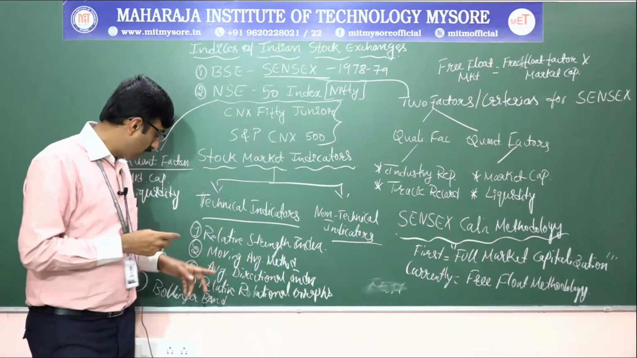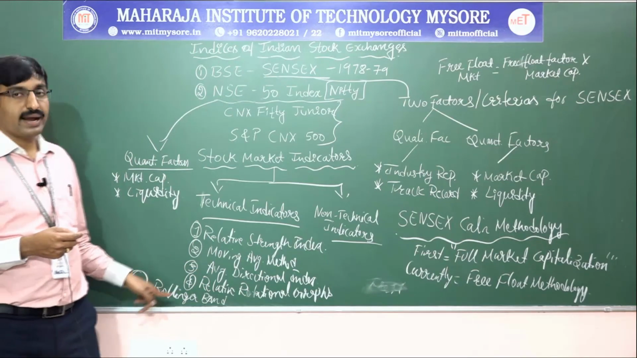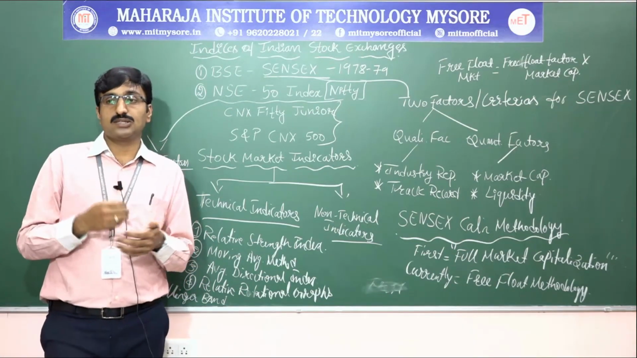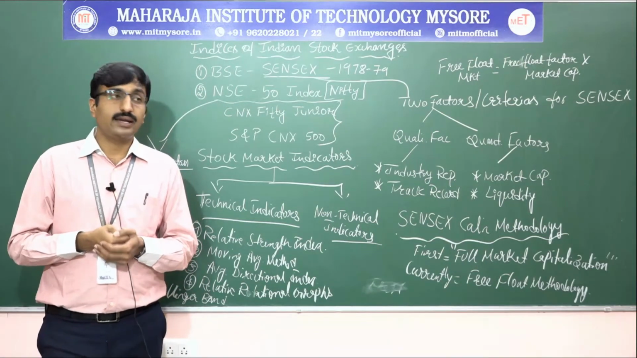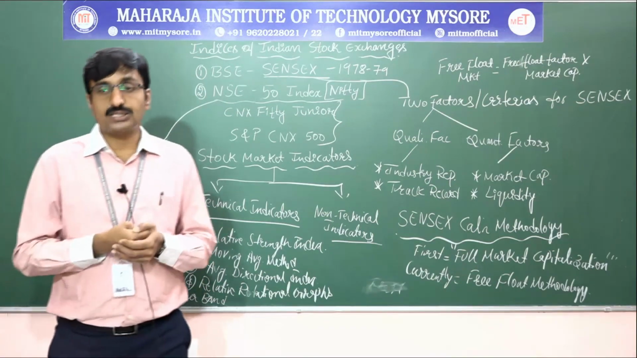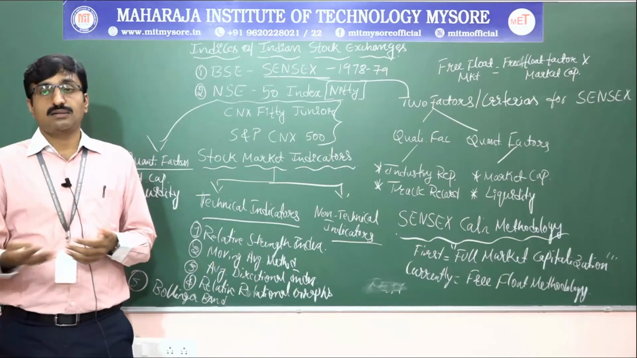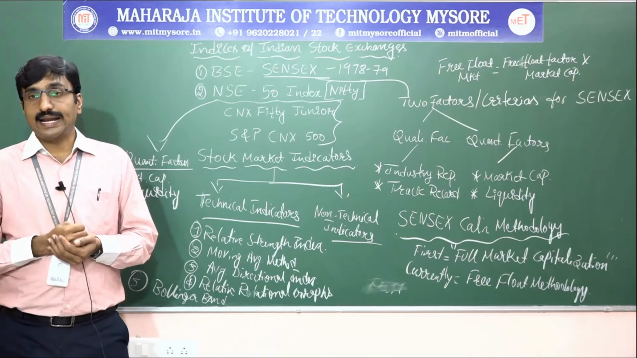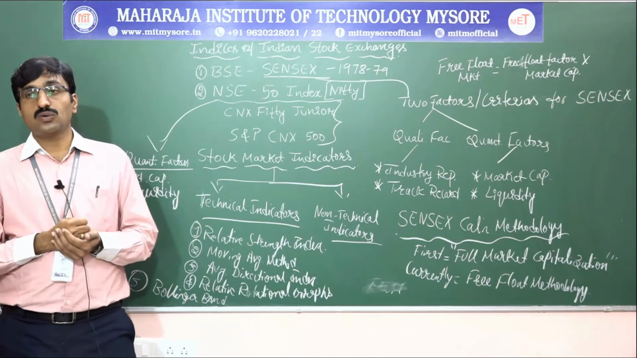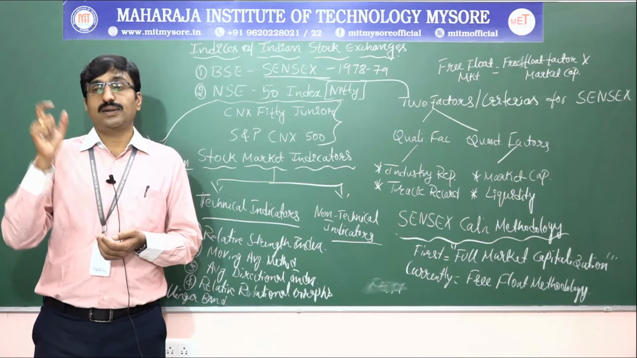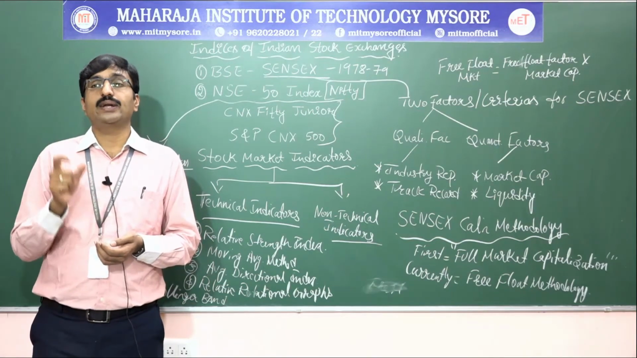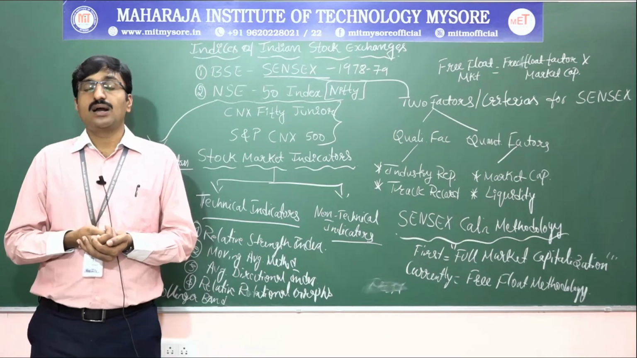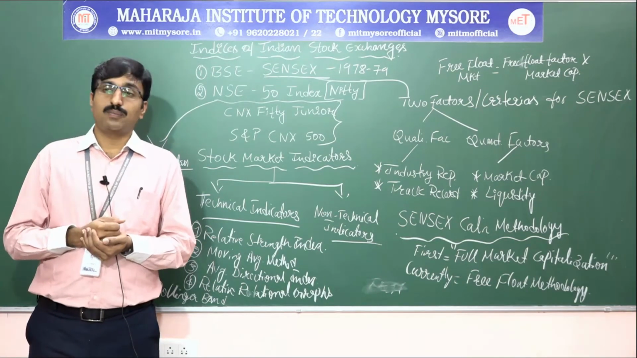Then lastly we have Bollinger Band. Bollinger Band was developed by John Bollinger during the 1980s. He developed the particular indicator called Bollinger Band. It is also one of the technical trading tools. It arose from the need of investors and companies.